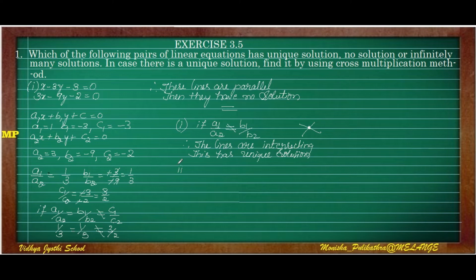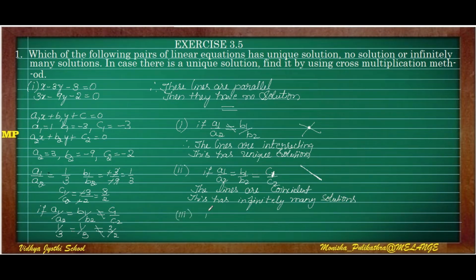Okay. Then the second case is if a1 by a2 is equal to b1 by b2 and also equal to c1 by c2. So if all the ratios we divide are the same, then the lines are coincident. Coincident means the two lines lie on each other. So this has infinitely many solutions. Okay, third case.